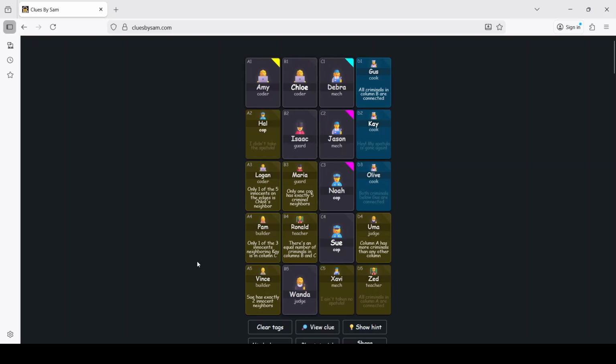So that means column B cannot have more than 1 to 2 either. And if it's only 1, then Amy is a criminal, so that column A can have the most. As for cops, we've got Hal the cop in A2, Noah the cop in C3, and Sue the cop in C4. We already know Sue is not our cop with 5 criminal neighbors because Sue has exactly 2 innocent neighbors, which means she's gonna have 6 criminal neighbors.